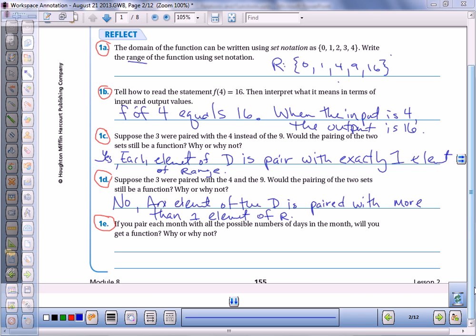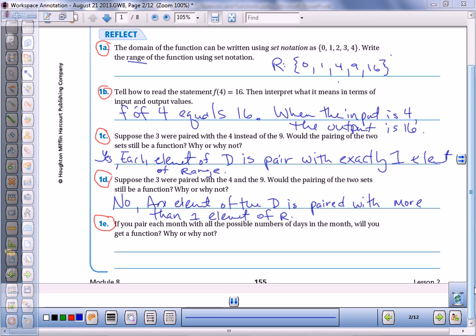If you pair the month, so January through December, 1, 2, 3, 4, 5, 6, 7, 8, 9, 10, 11, 12, with the possible number of days in the month, will you get a function? Think about it for a second before you shout out. If you pair the number of the month with the number of days in the month, will that be a function? I heard a no. Who would like to claim that no?